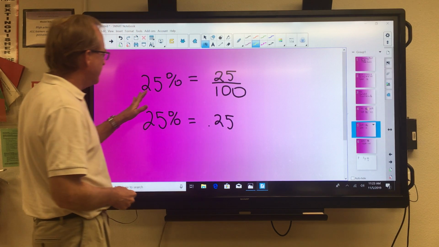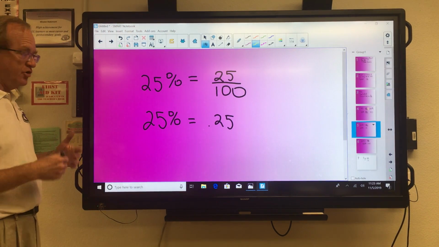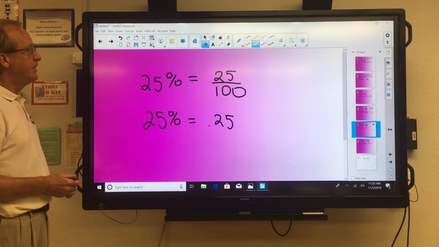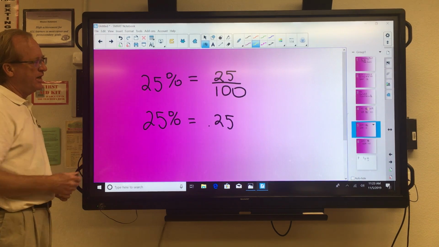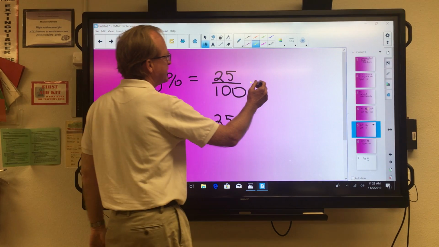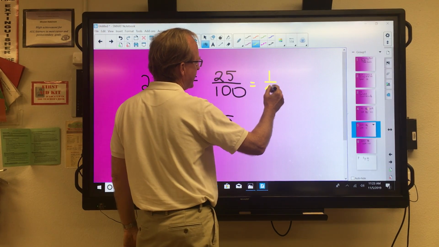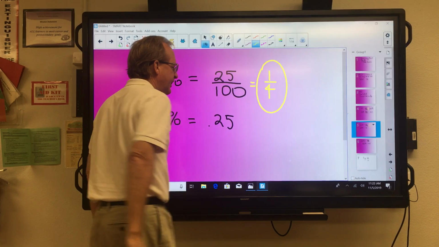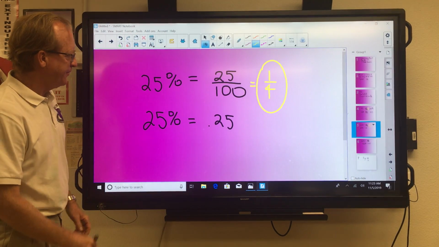Now, to convert a percent, to translate it into a fraction, what you do is just take your percent and put it over 100. Now, you may need to reduce it, and that's okay if you do. In this case, 25 over 100. That would be the simplified answer.